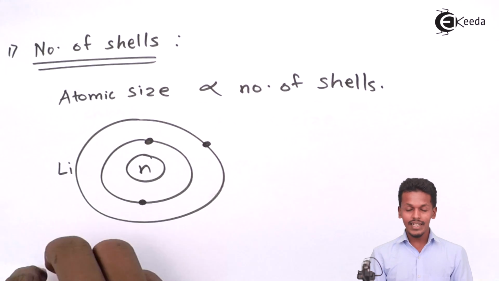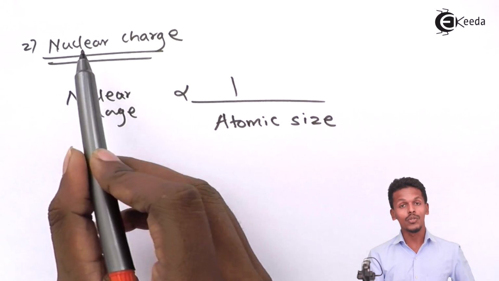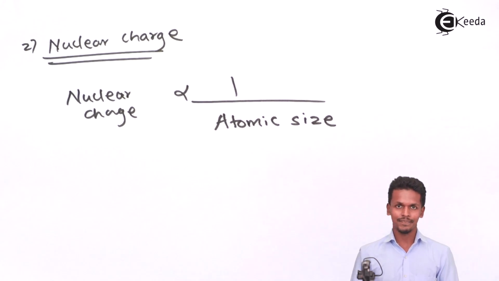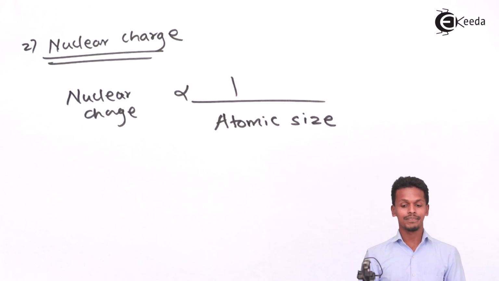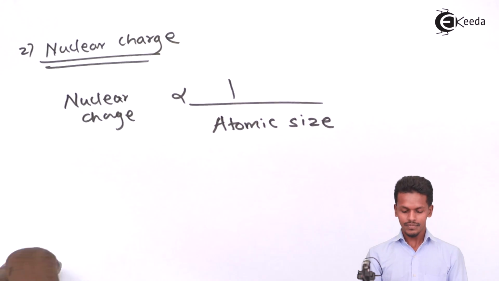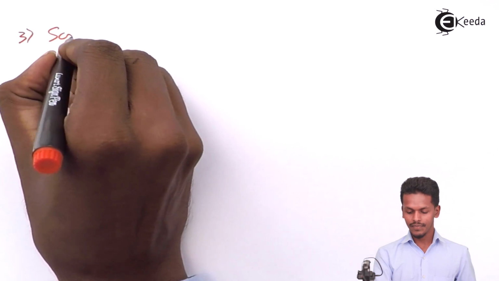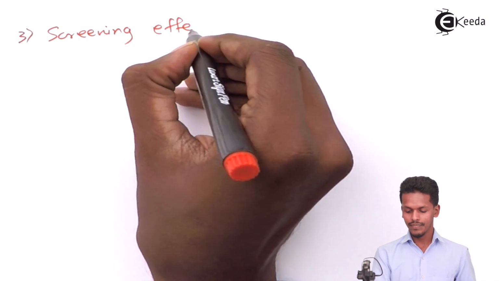So therefore, the second factor that we have got to know is nuclear charge, and nuclear charge is inversely proportional to the atomic size, and because of this it plays a very influential role in the factors that affect the atomic size. So talking about the next one, the next is nothing but screening effect.